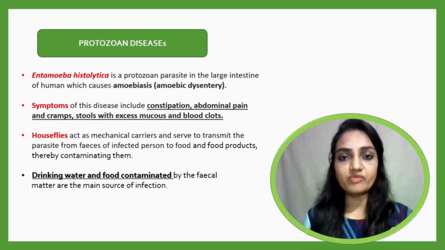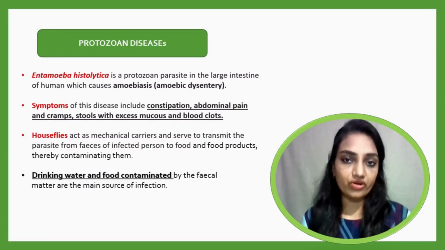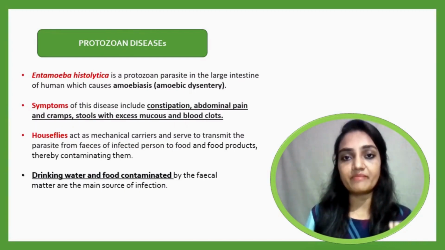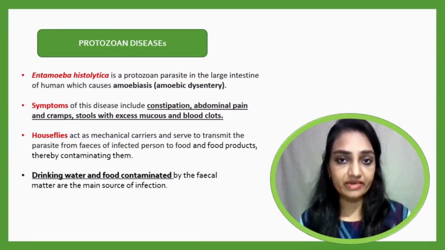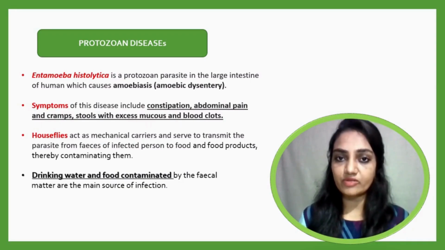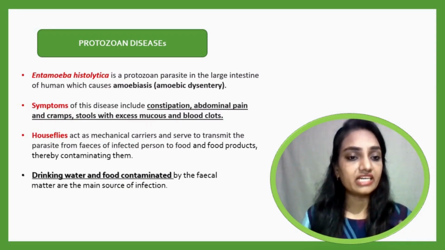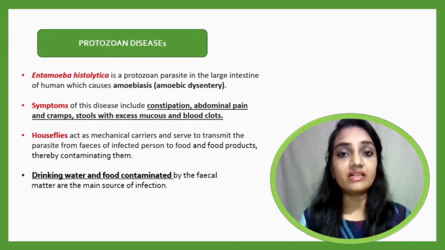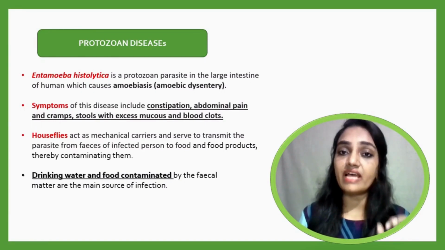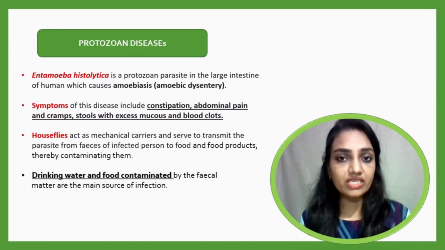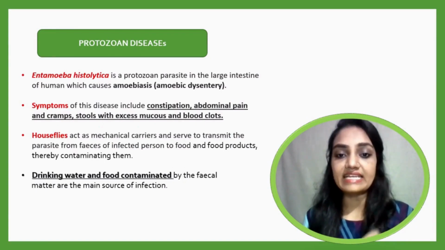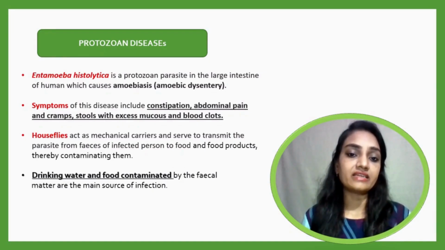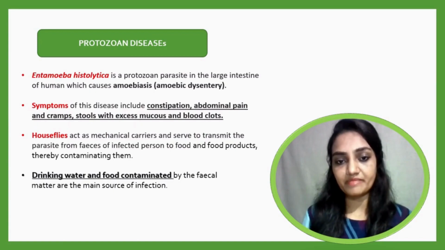Now the second thing you must know is the target organ. When any organism attacks a human, one particular organ will be affected by that causative agent. Here, when Entamoeba histolytica enters the human body, it will attack the large intestine. So here the target organ is the large intestine. Due to infection of the large intestine, amoebiasis develops in the person.